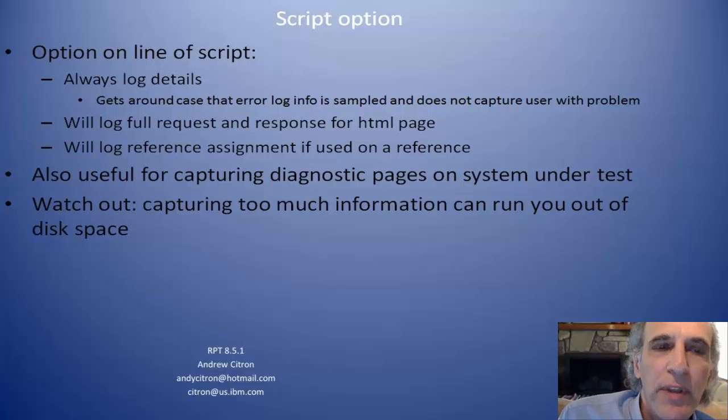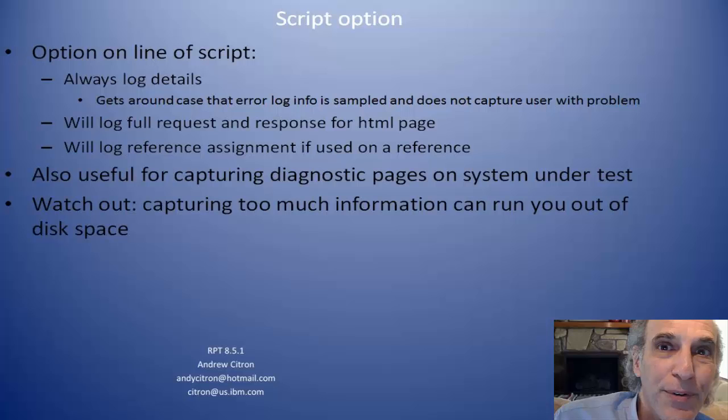When you're doing a load test, RPT samples users as far as error logging details. And sometimes if you have an intermittent problem, that makes it hard to debug because you're depending on the user who hits the problem to have been sampled, and therefore you see that information in the log. But that's not always the case, and it's hit or miss.